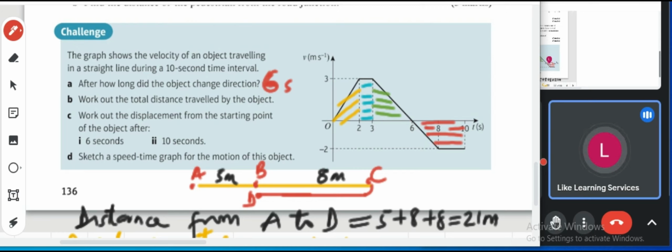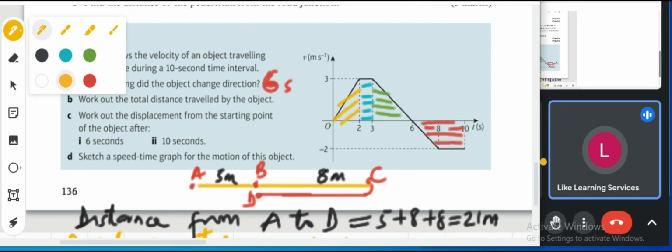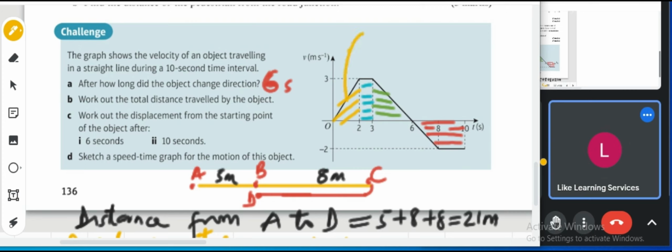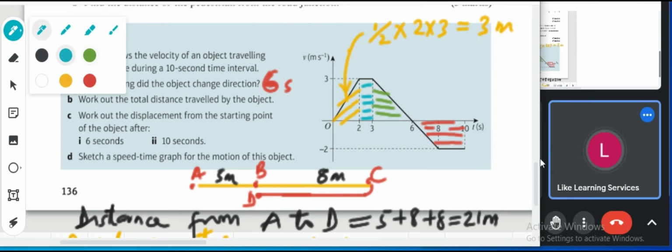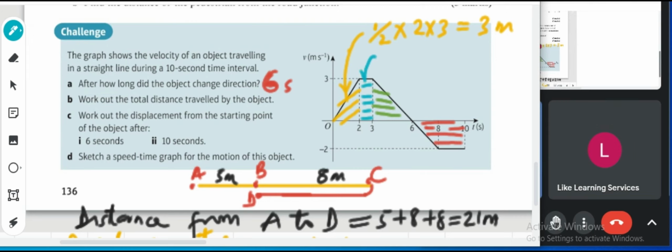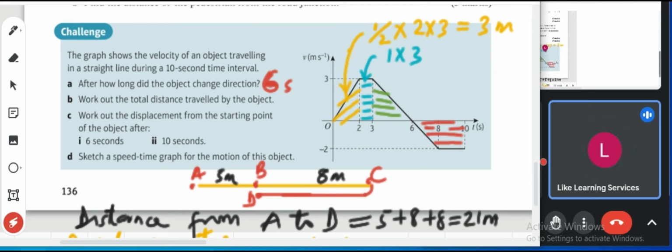So the one for the yellow is what? Half base times height. Half times 2 times 3. That's 3 meters. The one in blue is 1 times 3, that's length times breadth, which is 3.